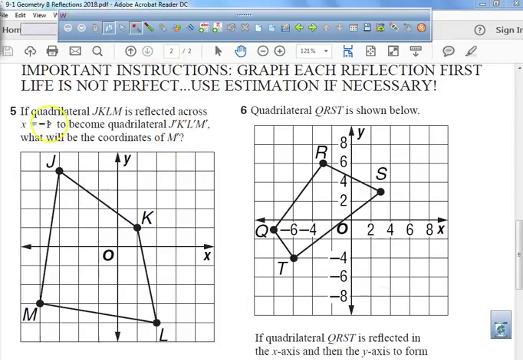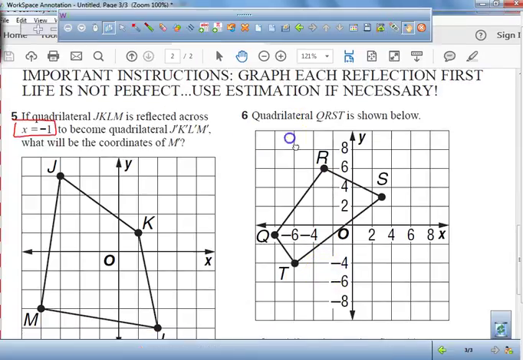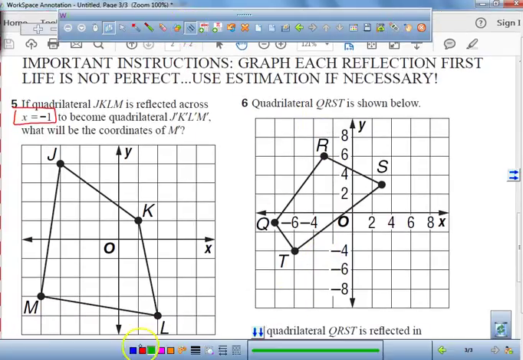Well, in order to do this problem, you actually need to know how to graph x equals negative 1. That's the only way you can do this problem. If you don't know how to graph x equals negative 1, you're not going to get the right answer. So we're going to graph x equals negative 1 together. Right now, this is what x equals negative 1 looks like right there.